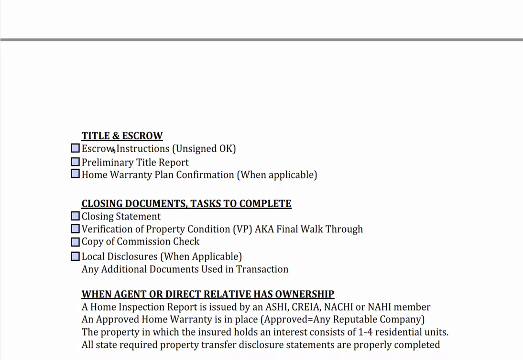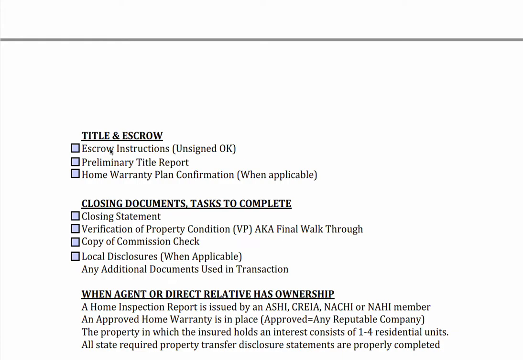Title and escrow. Escrow instructions, just a copy of what escrow created. Unsigned is fine. The title report on the property, and then the home warranty plan confirmation if it was used, if it was ordered. Some of these things, I mean, the broker is not required by law to have a copy of something like this down here, the home warranty, for example. And I would argue even escrow instructions.